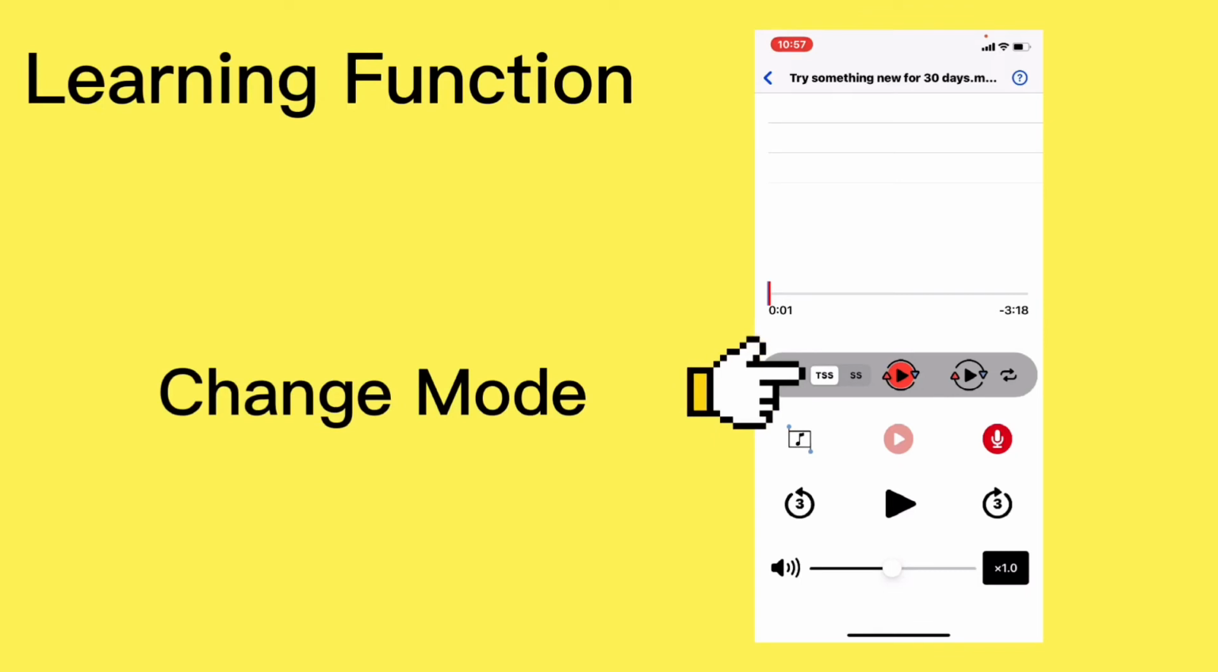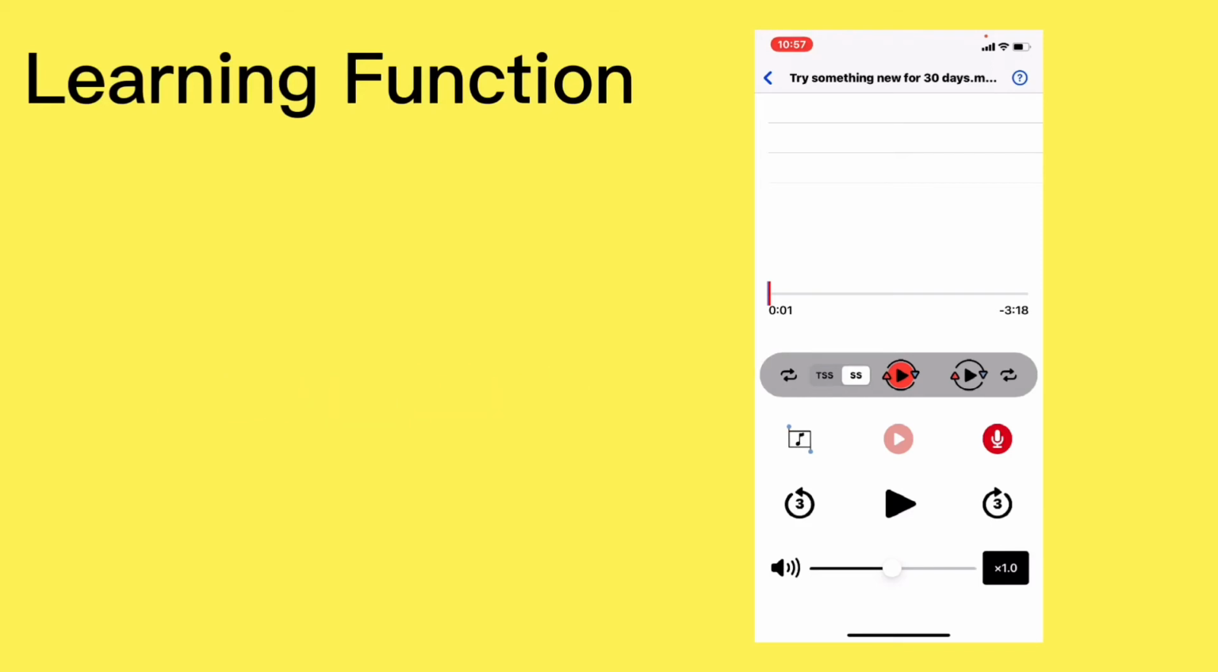If you only want to hear your own pronunciation, set it to SS and you can play it back without sound source.